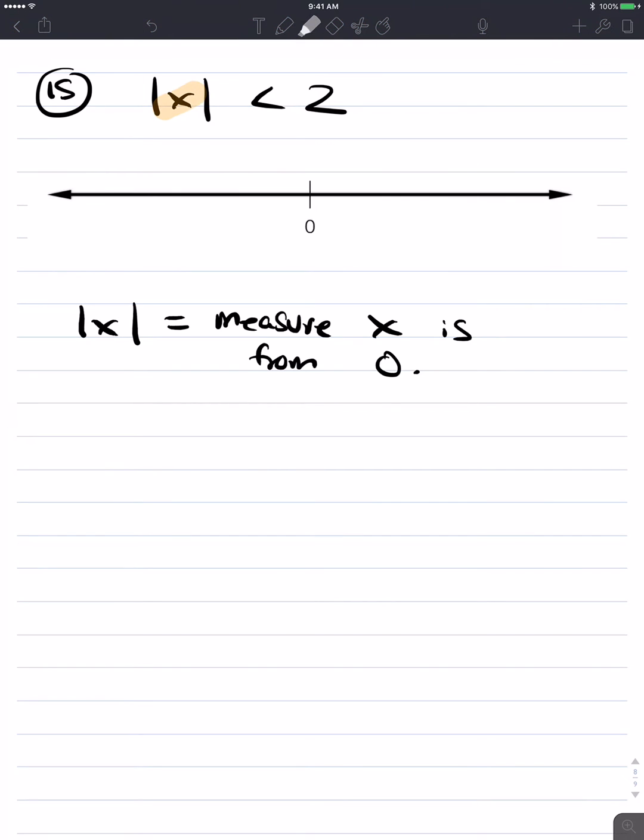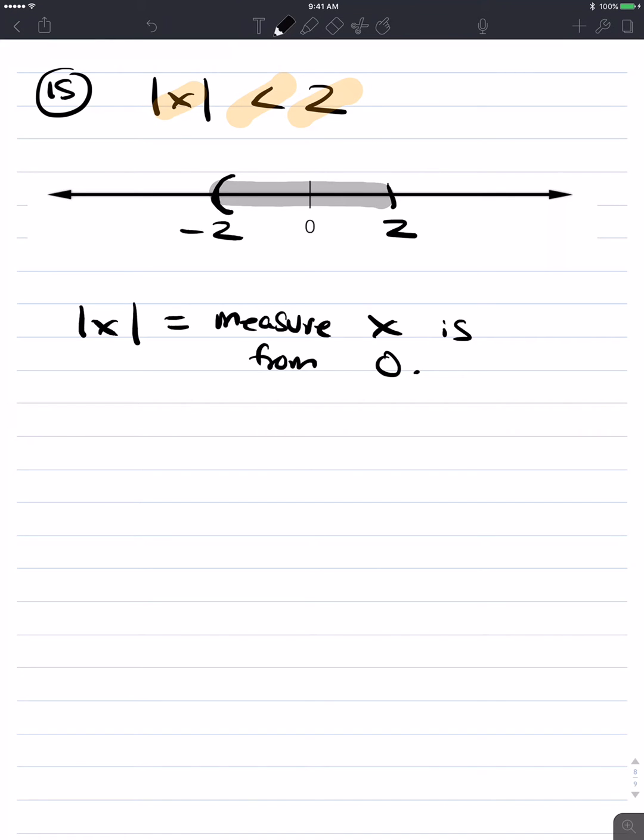What this is saying to us is we're going to have to describe numbers that are less than 2 units away from the origin. Notice on our real number line we don't care about the direction, to the right or to the left. We just care about what's happening around 0, the origin. So I want to shade all the numbers that are less than 2 units from the origin.